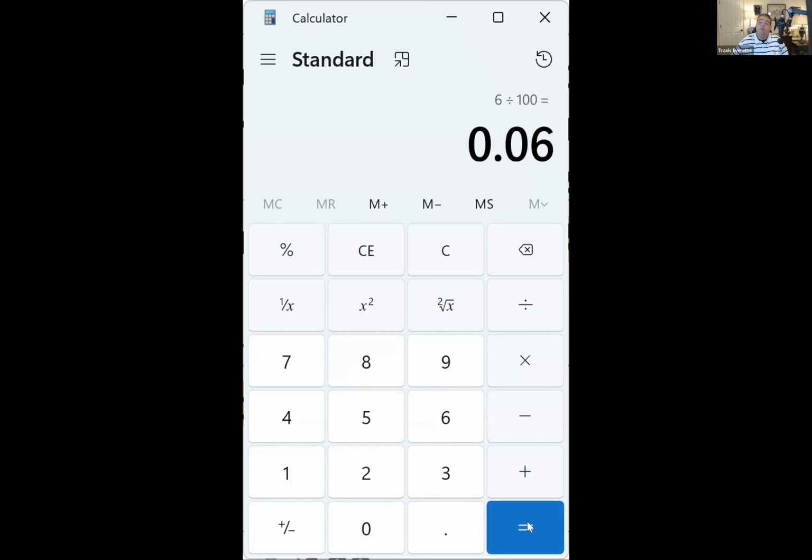And folks, you can do it with any percentage. Any percentage they give you, it works just fine. I'm going to clear that out. If they say 25%, you're just going to type 25 per, which means divide, cent, which means 100.